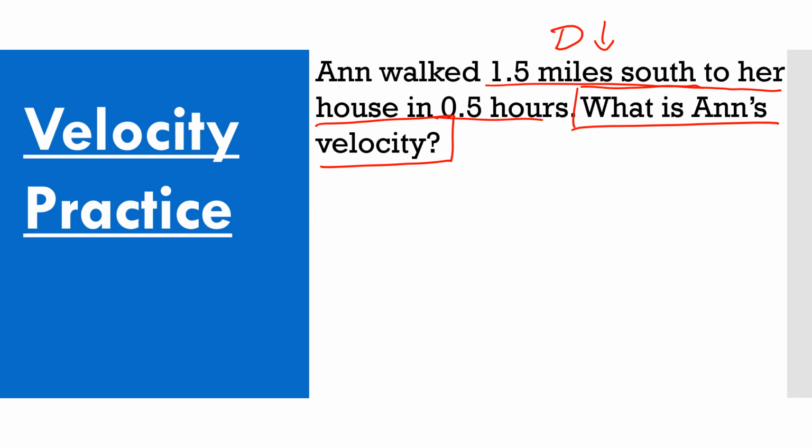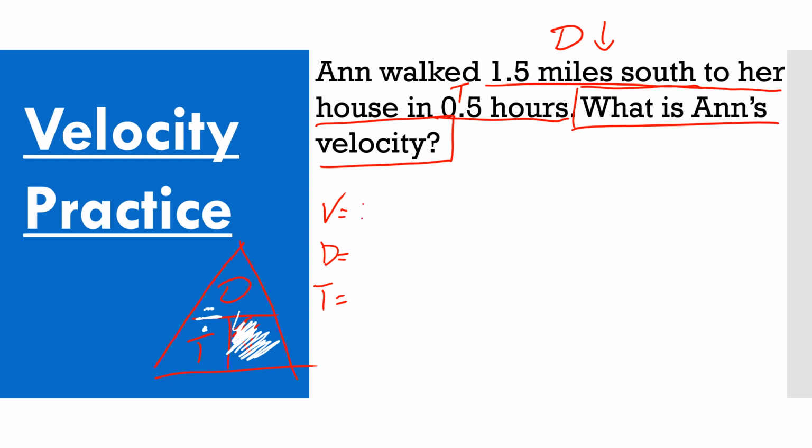And we have 0.5 hours, which is our time. So we go ahead and make my triangle. Velocity, time, distance. I'm being asked to look for velocity, so I'm just going to mark that out, and that's going to give me my formula here, distance divided by time. So like I said, a good rule of thumb is to write out the components of the formula: velocity, distance, time.